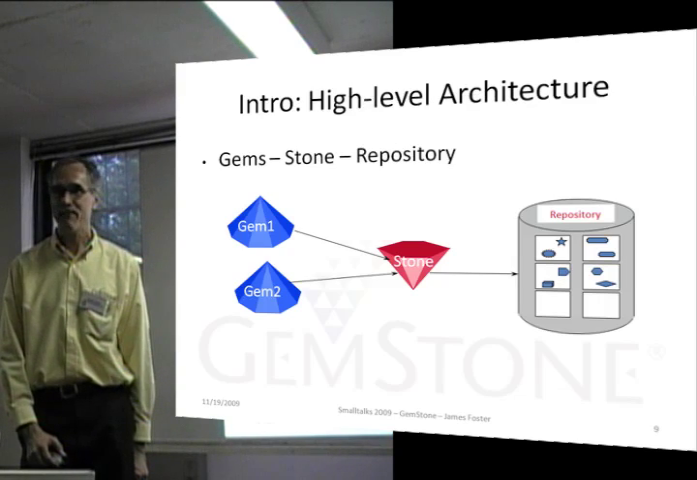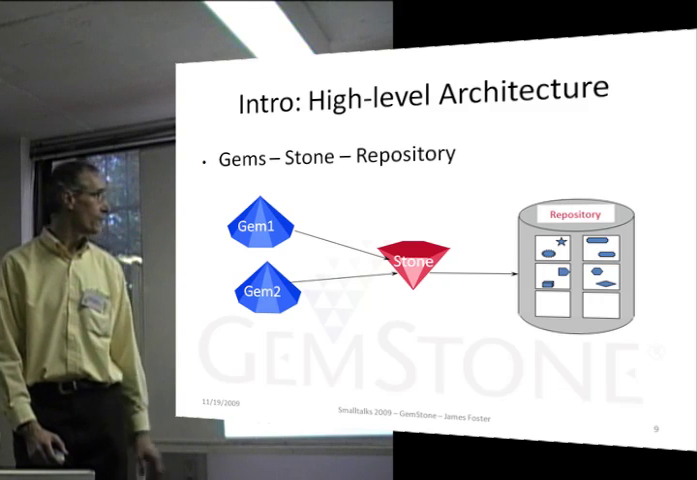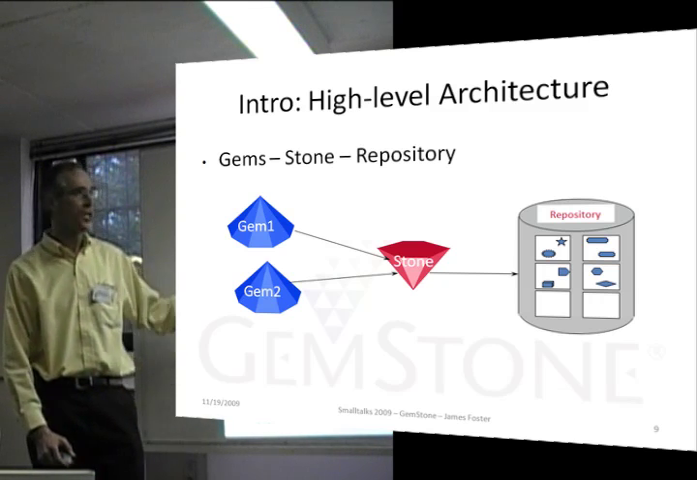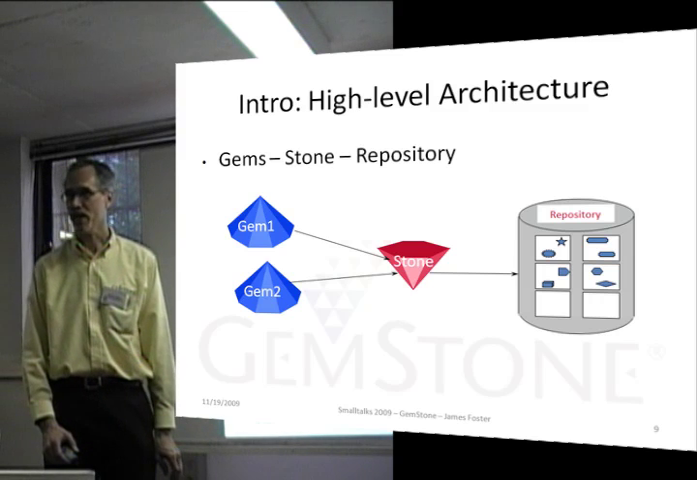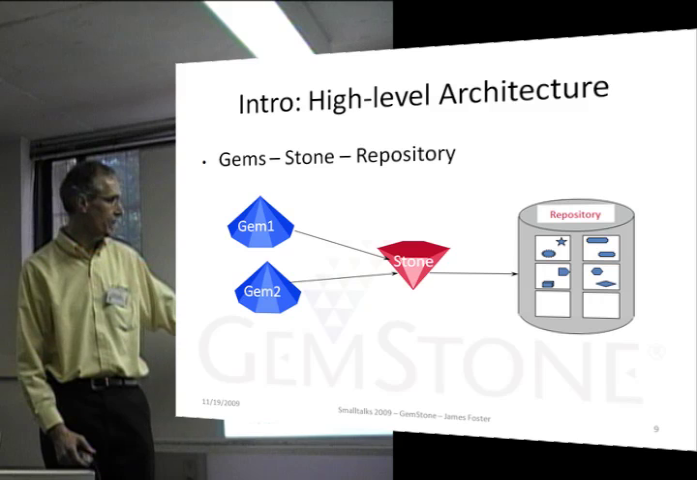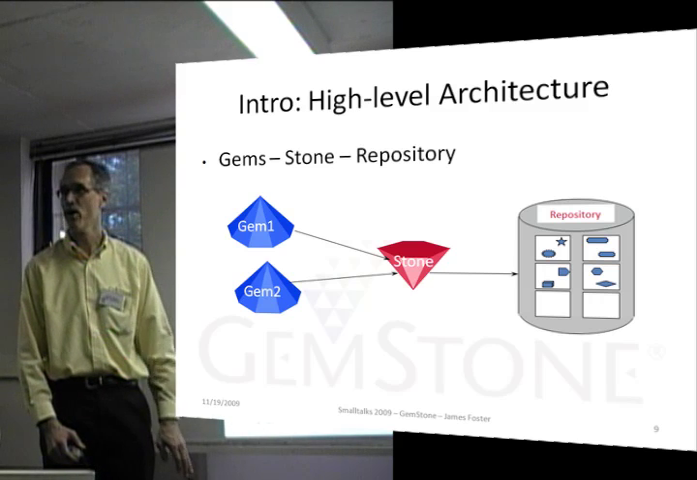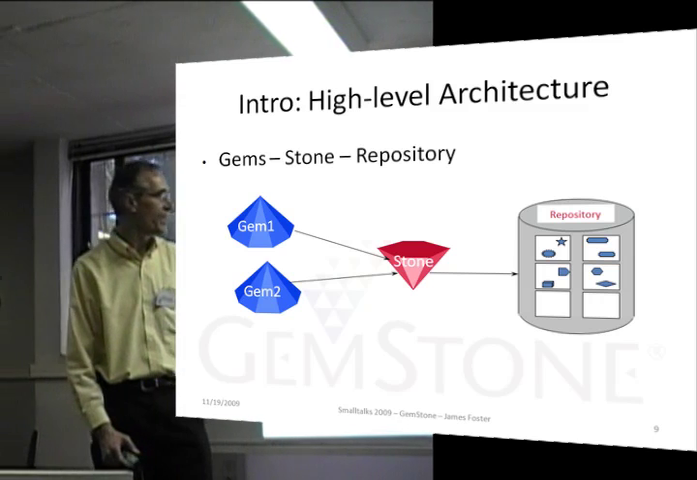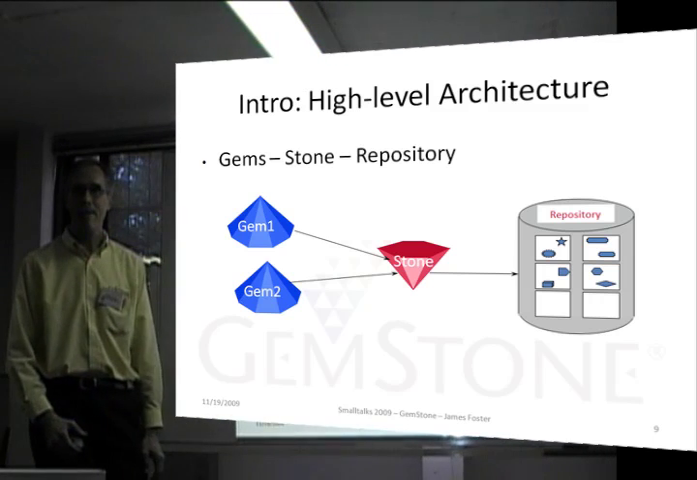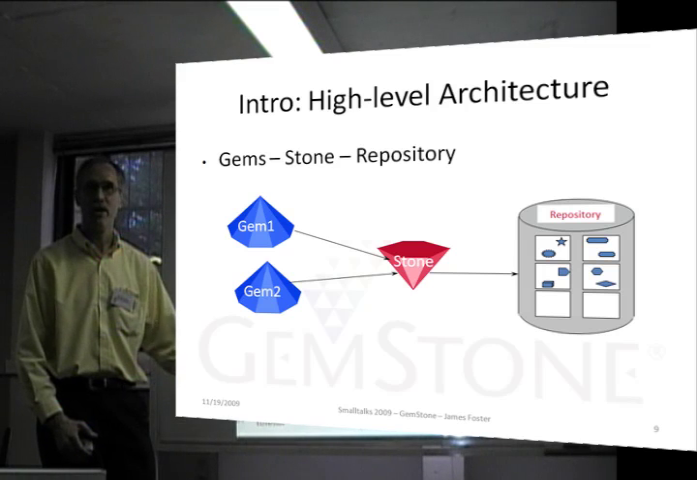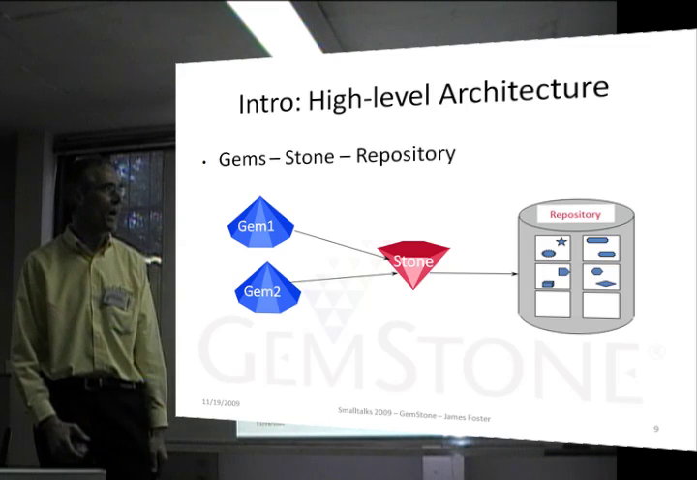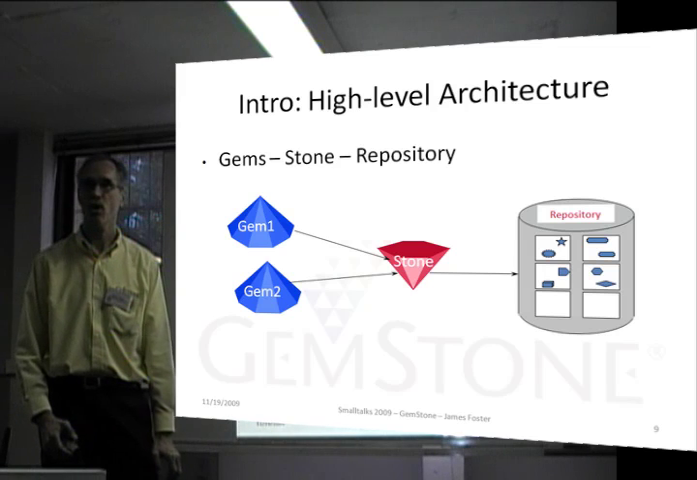So, a very high-level architecture for GemStone. We have what we call gems, that's the virtual machine. You can have one or more virtual machines, or gems. They connect to and communicate with the stone, and then the repository is on disk to hold the objects.